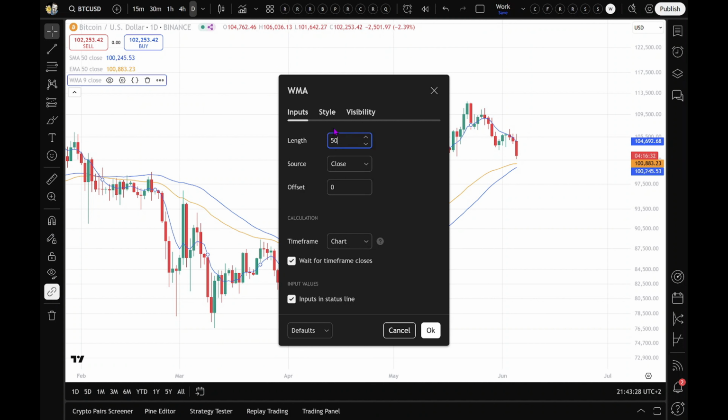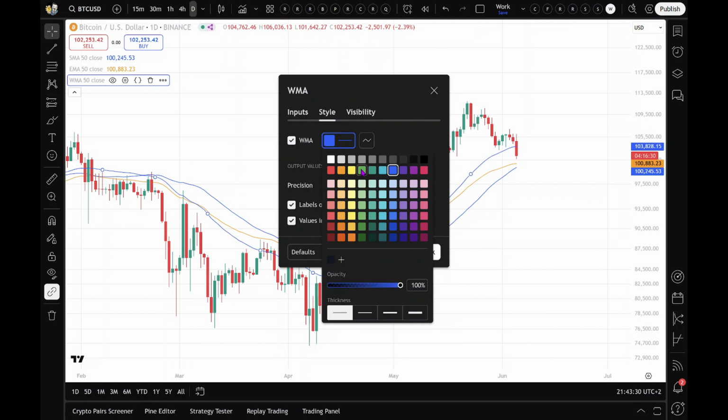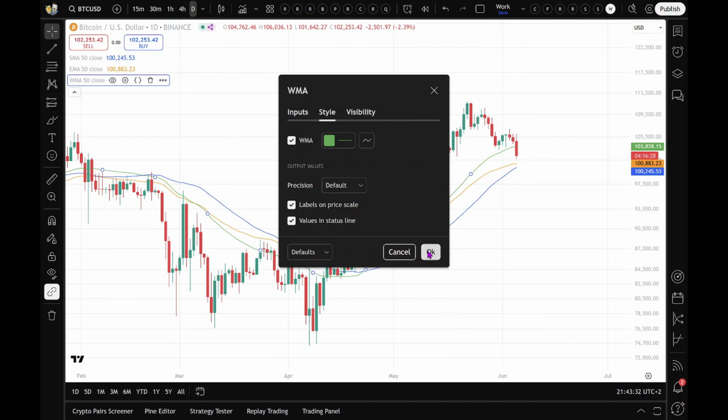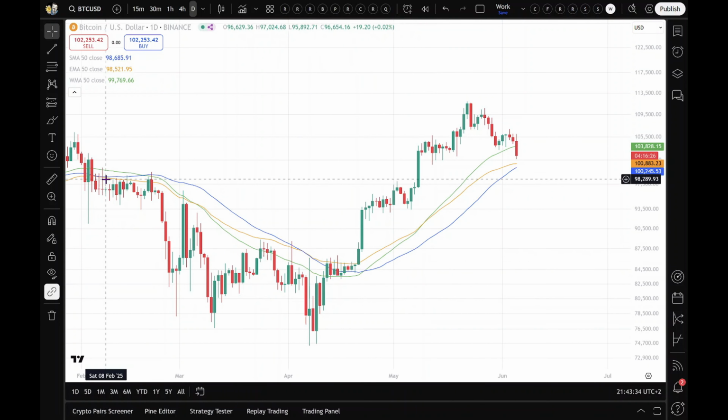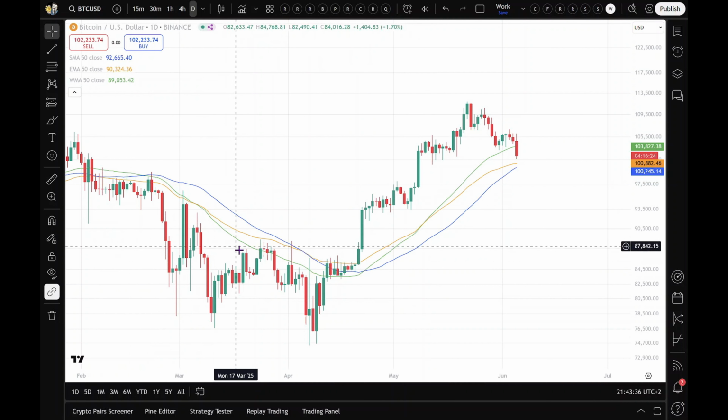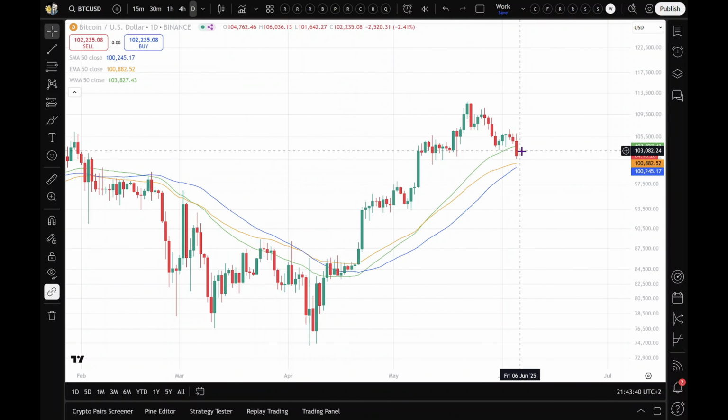And you should know that by default, this WMA is a front-weighted moving average. As we can see, this line is more reactive than the SMA, and slightly less reactive than the EMA in the short term, but it tends to become more responsive over time.